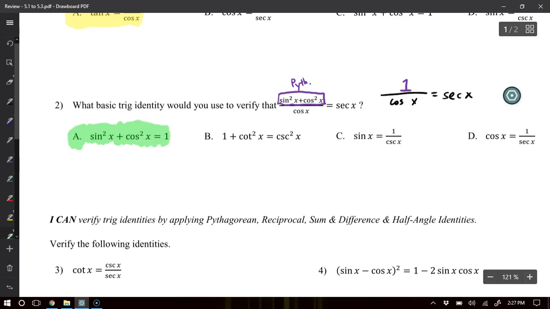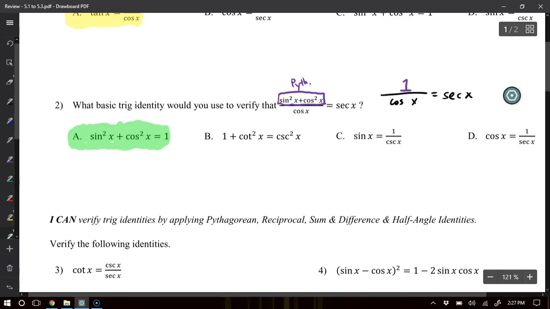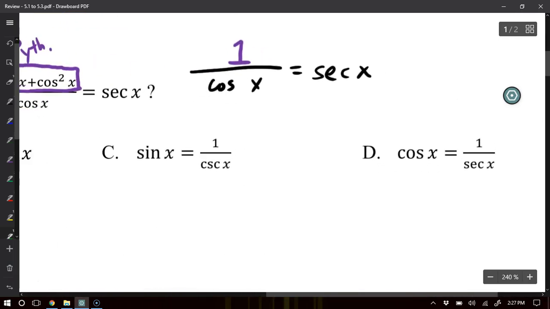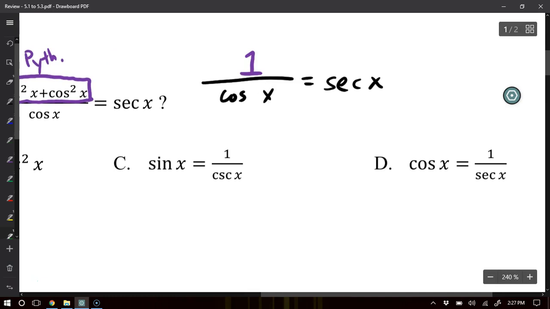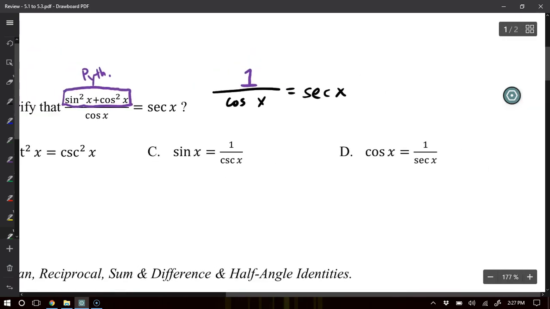Now I do know the next step, if I wanted to verify, is that cosine of x on the bottom equals secant of x. So a lot of students want to say the answer is D, but it's not. Because here are the cosines on the bottom. So the next step I would have done was secant of x equals secant of x.